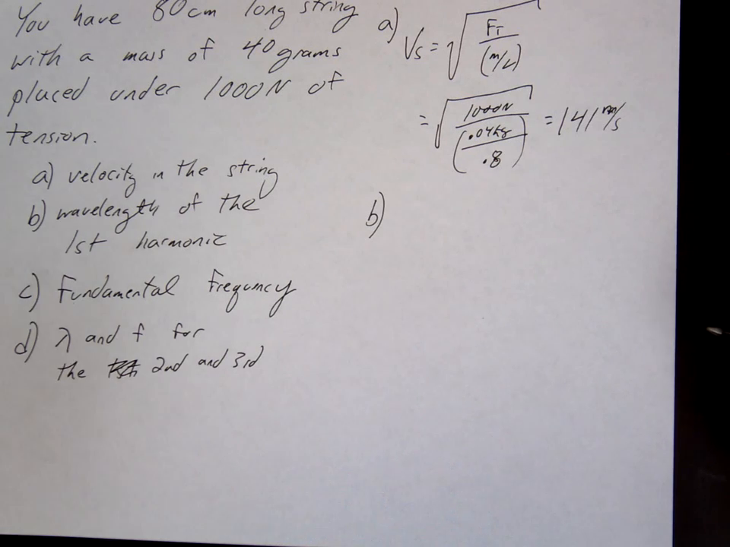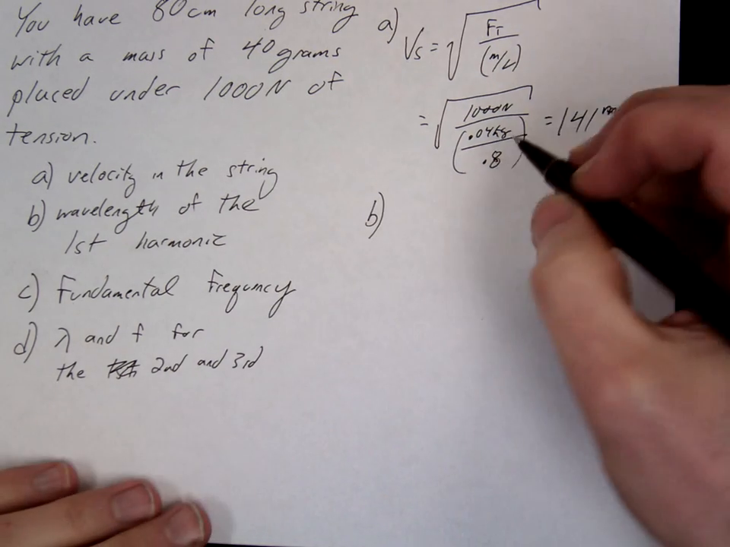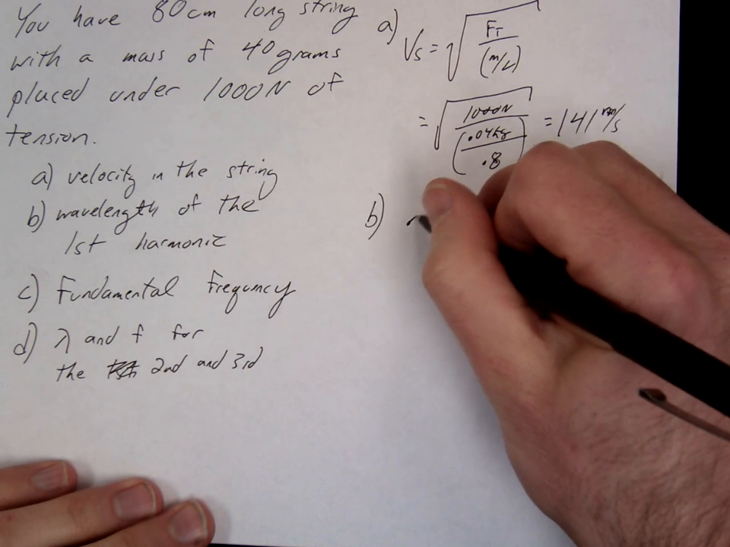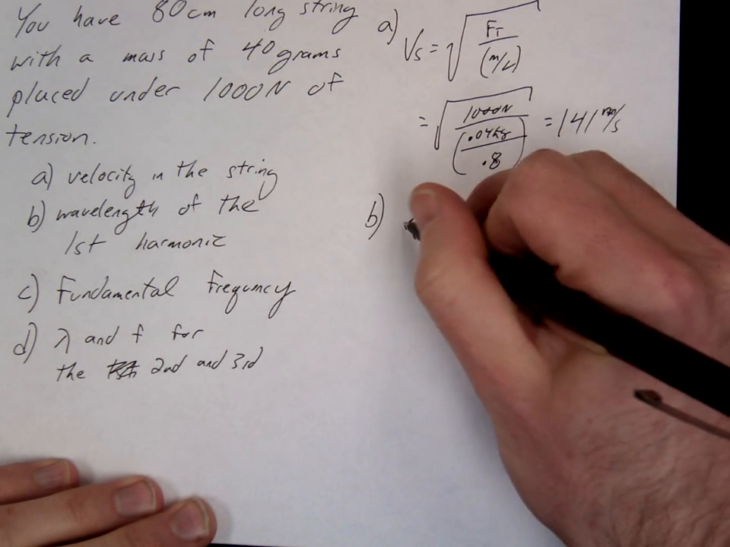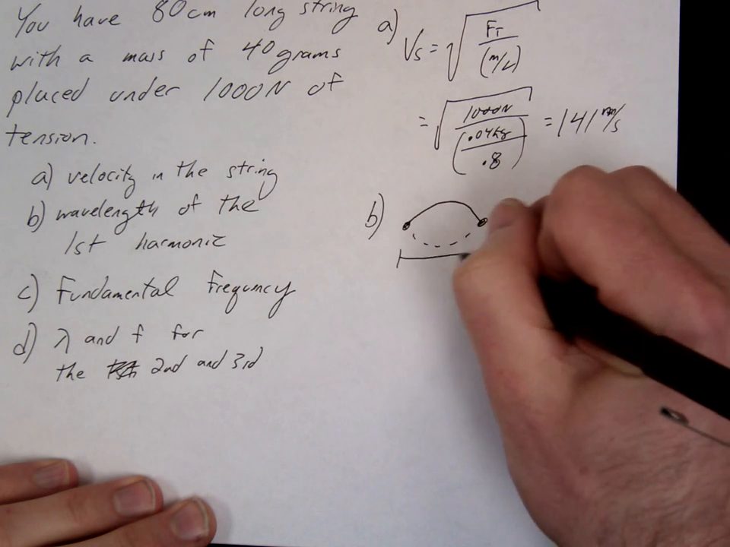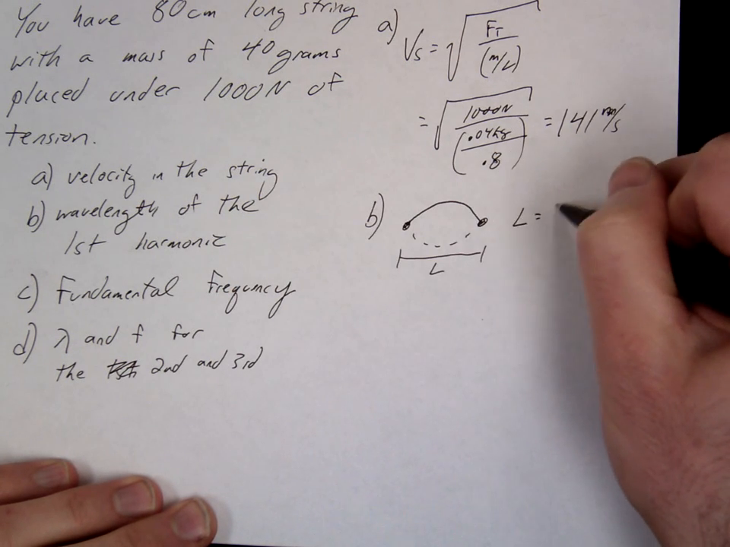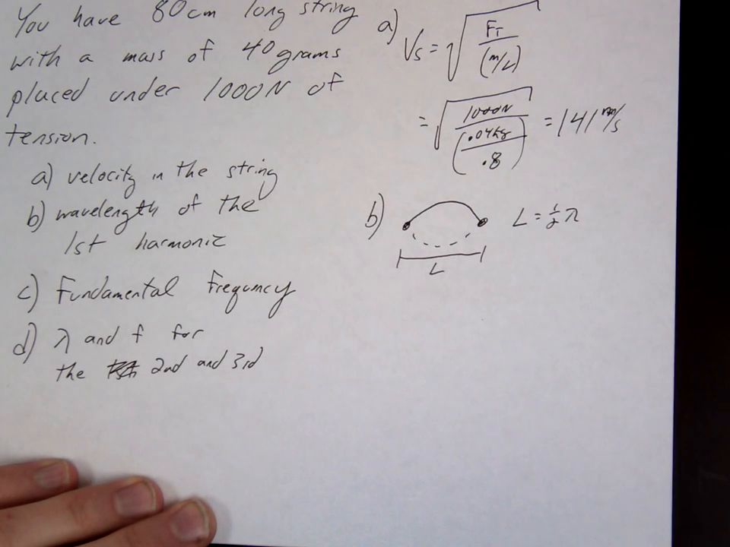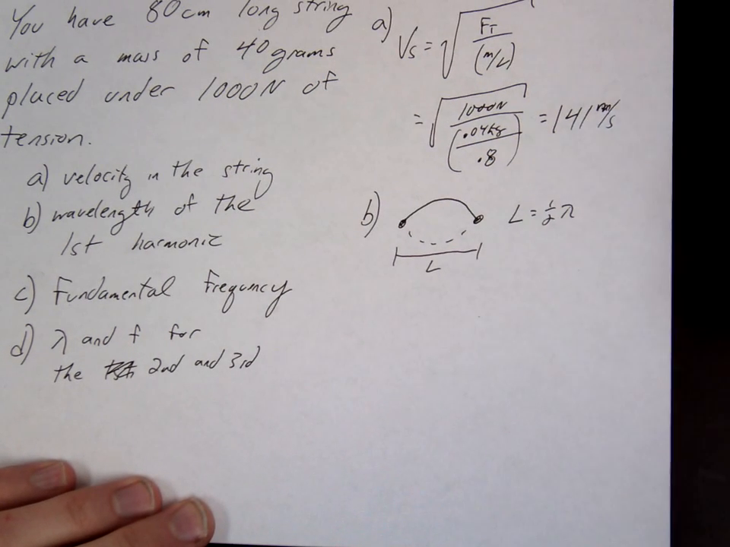Okay, to find the wavelength, this is just a matter of understanding your different harmonics and the relationship. So if you recall, the first harmonic looks like this. This is the simplest one. It just vibrates like this. This is my length. How many waves do you see here? Half of a wave. And we'll just plug that in, right?